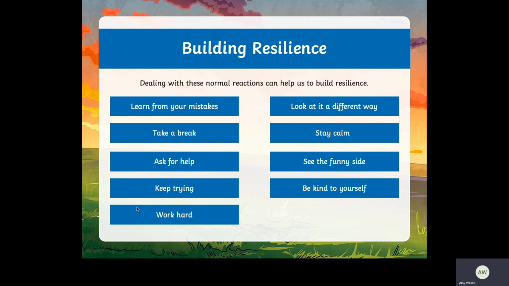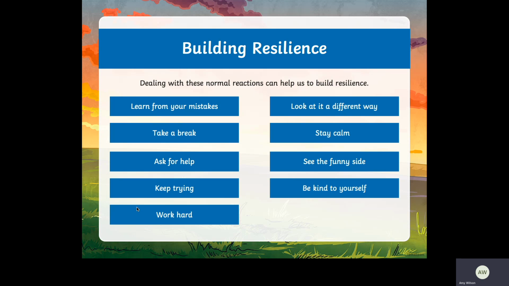Keep trying, just like those astronauts. Don't give up. Don't say it was all going to go wrong. Keep trying. Okay? It might not be the first thing that you try that fixes the problem. But if you keep going, eventually you'll find a way of fixing that problem. And it might be after you've had a break, or after you've had a break and you've asked for help. Okay? There's lots of things that you can do.